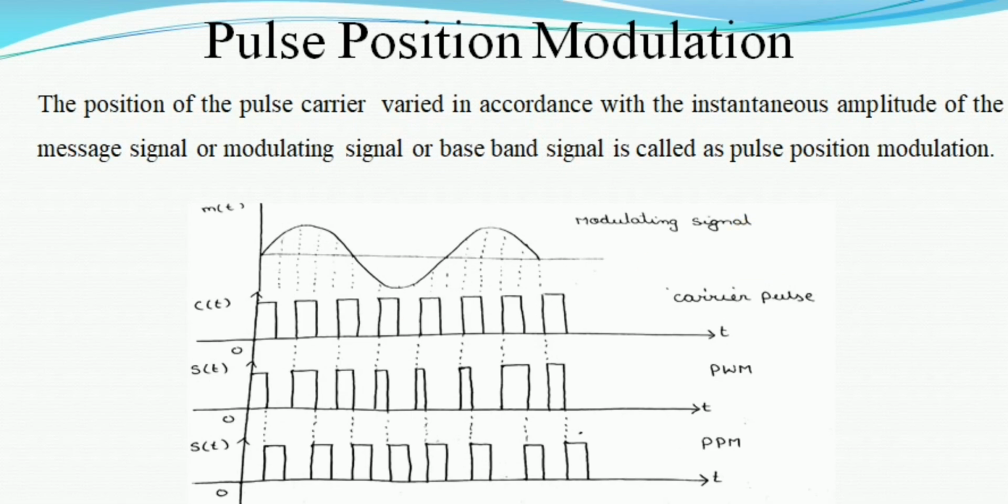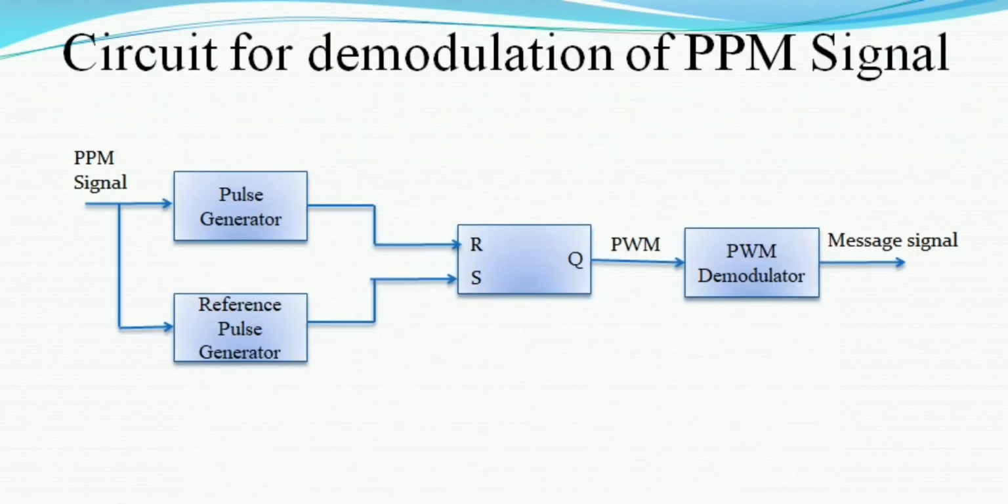And now let us see what are the blocks that are involved in order to generate the message signal from the received PPM signal. If you observe this, the demodulation of PPM signal mainly consists of 4 blocks. One is the pulse generator, second one is the reference pulse generator, third one is the SR flip-flop, and fourth one is the PWM demodulator. As we know that here the PPM signal that is transmitted from the modulation circuit will get distorted because of the noise present in the environment during the transmission. So the input of a demodulator circuit received is a distorted PPM signal.